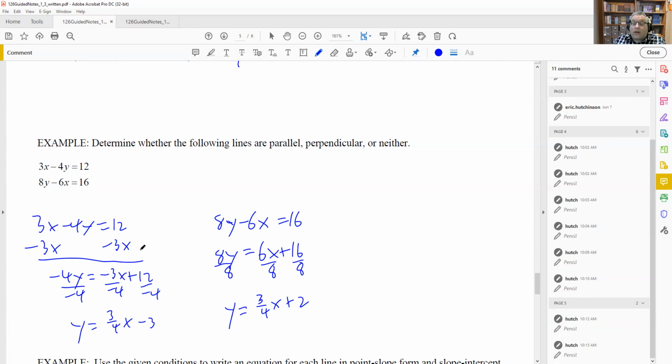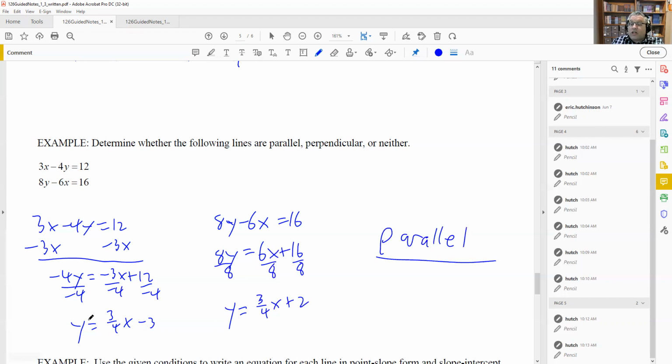So now that I've put both of these in slope-intercept form, I can easily determine what the slope of each of those lines is. If we look at both of these, both slopes are 3/4. So because I have 3/4 and 3/4 here, what I'll put for my answer is parallel. If they both have the same slope, then they're considered parallel. If they had opposite reciprocal slopes, then I would say perpendicular.